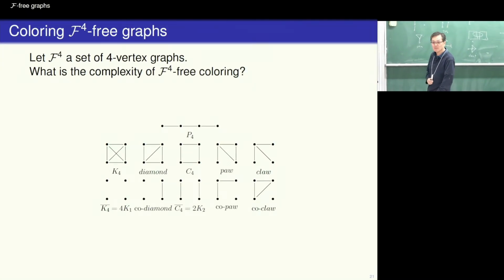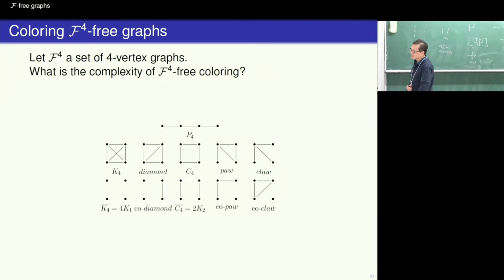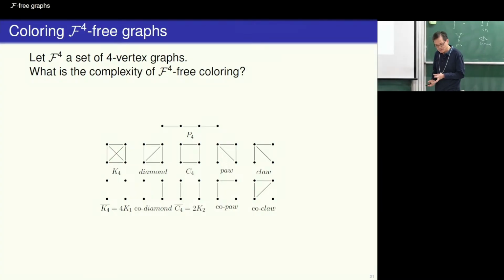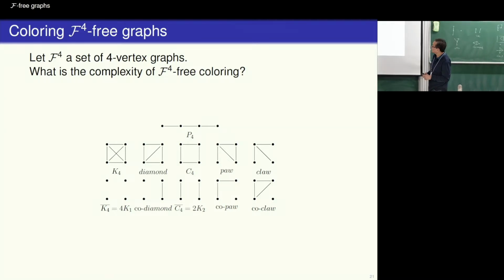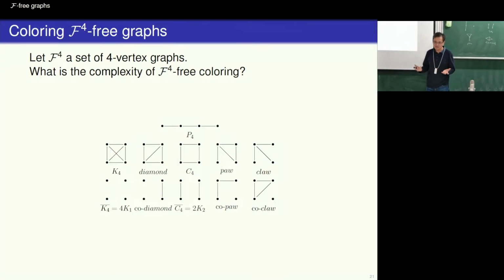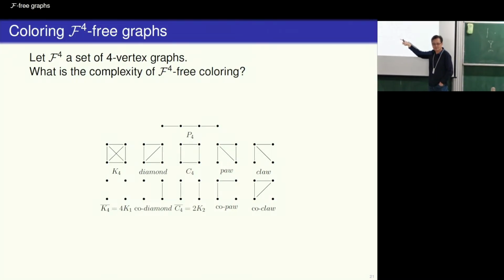Now I want to talk about a different kind of problem. Well, it's the same kind of problem, forbidden induced subgraphs, but it's a different way to see the problem. Let's say I look at graphs on 4 vertices. Let's call this class F4. You can see that there are 11 graphs on 4 vertices. And let's say I choose an arbitrary subset of these graphs to forbid.